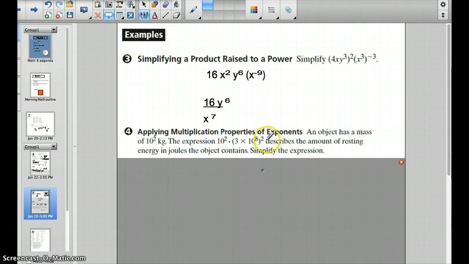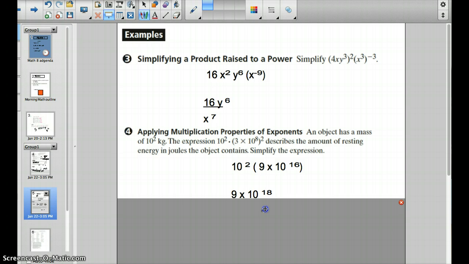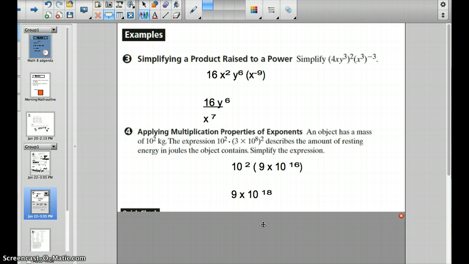So the first thing we need to do is square both the 3 and the 10 to the 8th. That should give us 3 squared is 9, and 10 to the 8th squared is 10 to the 16th. So we have 9 times 10 to the 16th, and then we are multiplying that by 10 squared. So again, we have our like bases of 10 here and here, so we can add our exponents, and we get 10 to the 18th, and the 9 is just hanging out there multiplied together, and we've got our answer in scientific notation.